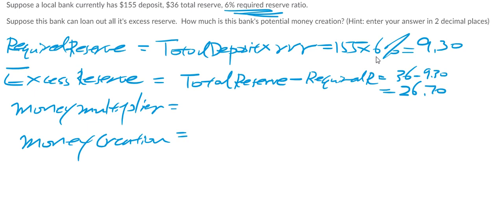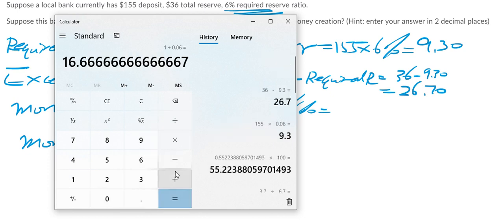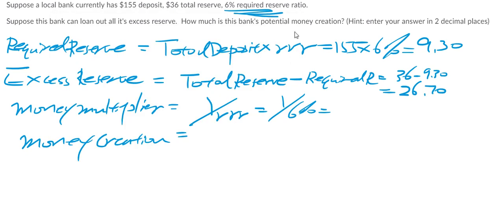For money multiplier, this will be 1 divided by the required reserve ratio. So 1 divided by the 6% we had before. So 1 divided by 0.06 is 16.666666667. So let's do 3 decimal places: 16.667, that's the multiplier for us.